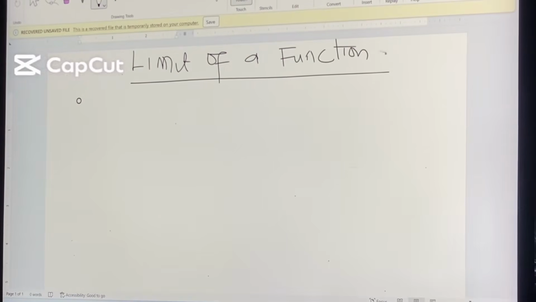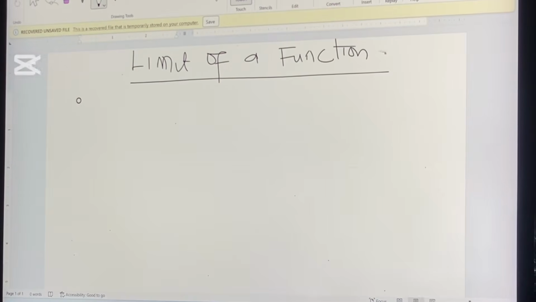In this video, we're gonna focus on limit of a function, and we have to discuss the method of solving limit of a function, and also solve some questions on limits of a function. So let's know what limit of a function is.